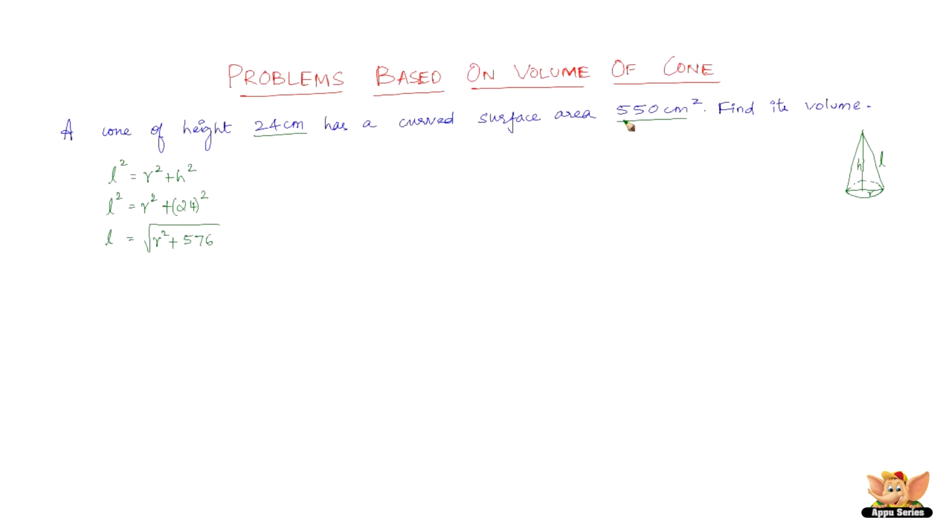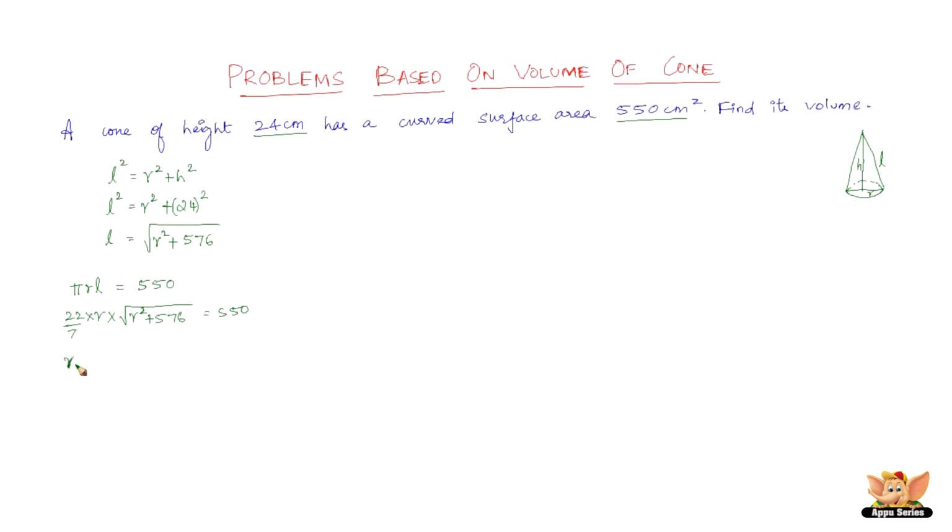Now we have another data. Curved surface area is 550 centimeters square. Now the formula for the curved surface area of a cone is pi r L, which is equal to 550. Now we have pi as 22 by 7, we have r as r, and then we have L as root of r square plus 576. So in the place of L, let us substitute root of r square plus 576, which equals 550.